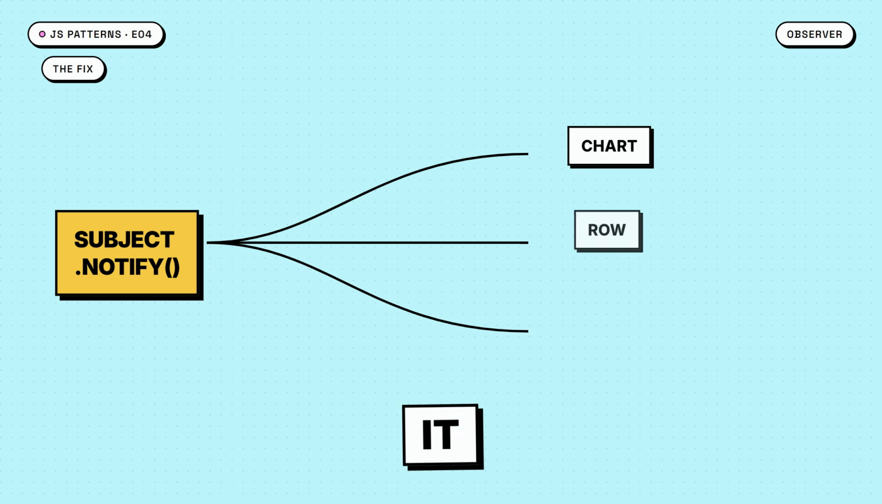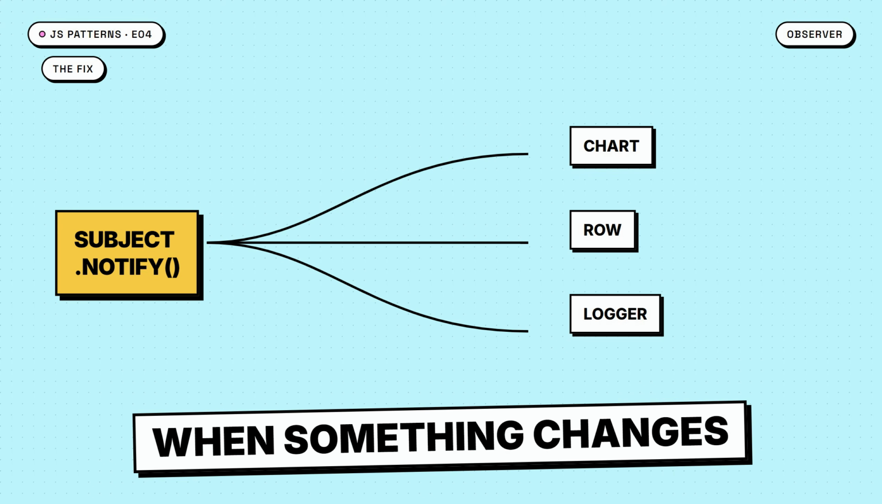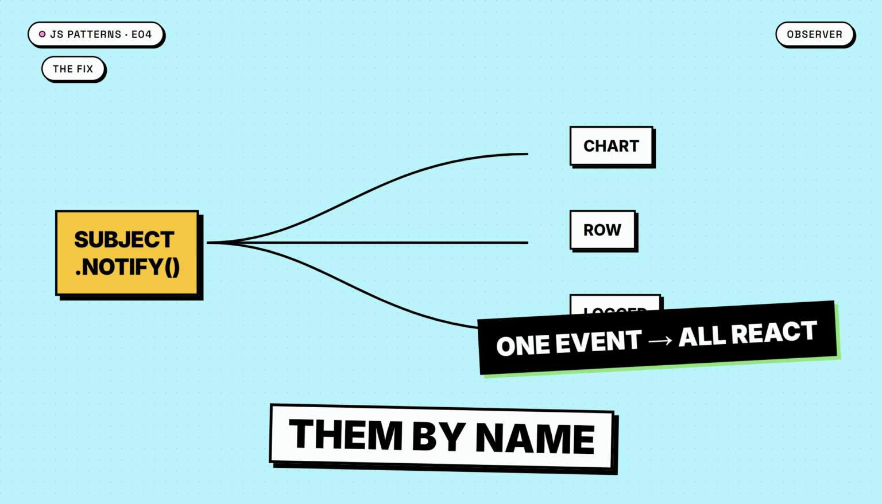The observer flips it. A subject keeps a list of observers and broadcasts when something changes. The source fires one event, and whoever subscribed reacts. The ticker doesn't know any of them by name.